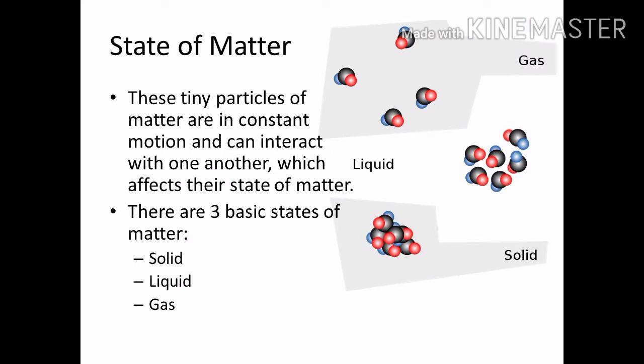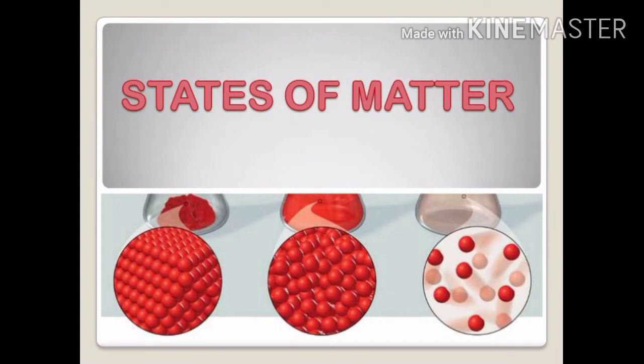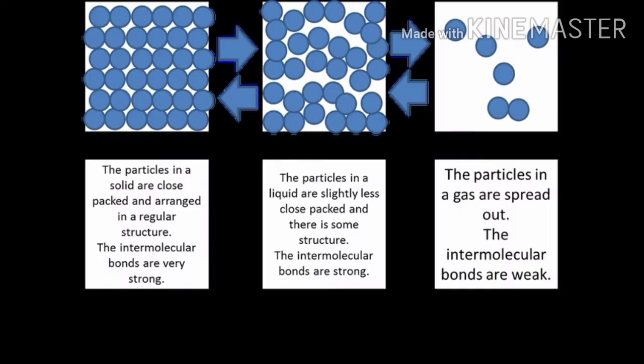So, what are the three states of matter? These tiny particles of matter are in constant motion and can interact with one another, which affects their states. There are three basic states of matter on the basis of the arrangement of the particles: solid, liquid, and gas. Have a look at the arrangement of the particles. This picture shows the arrangement of the particles on the basis of their microscopic view. Now we will discuss the characteristics of the particles, specifically in solids.